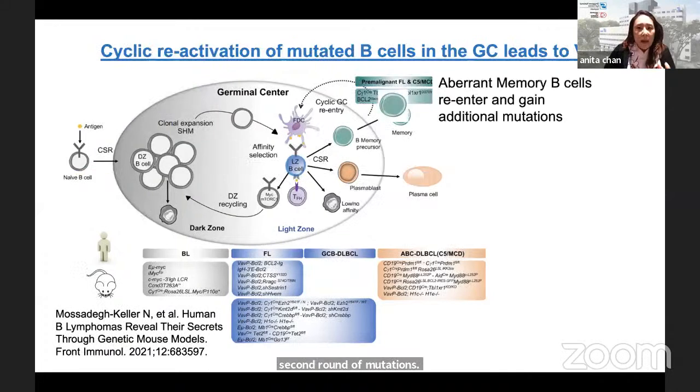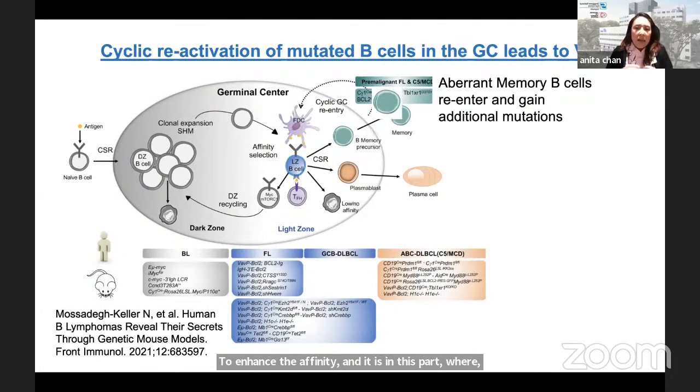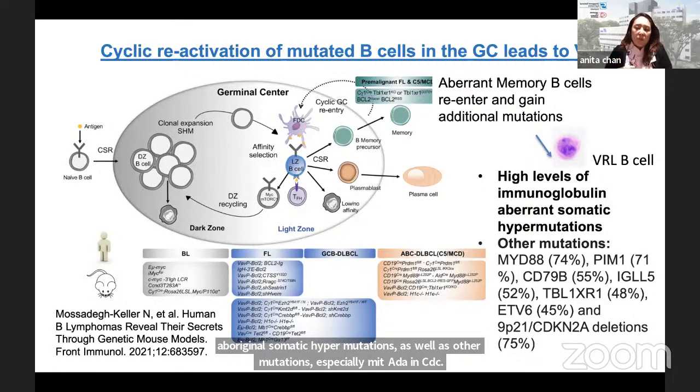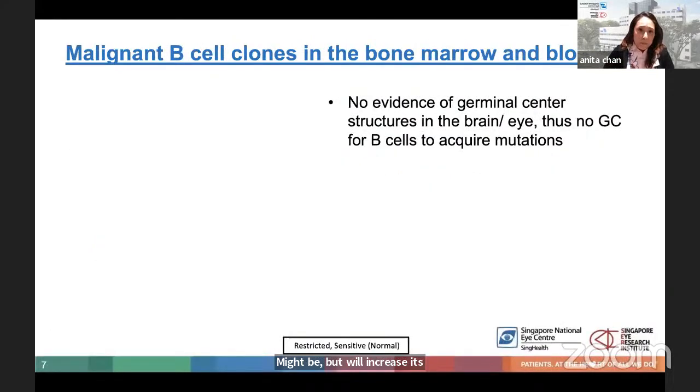And it is in this part where if you have an aberrant memory B cell that keeps on going and gaining additional mutations, they can therefore acquire the mutations to make it into a vitreoretinal lymphoma cell. And we know that these vitreoretinal lymphoma cells have high levels of immunoglobulin aberrant somatic hypermutations, as well as other mutations, especially MYD88 and CD79B, that will increase its proliferation by activation of NF-kappa B.